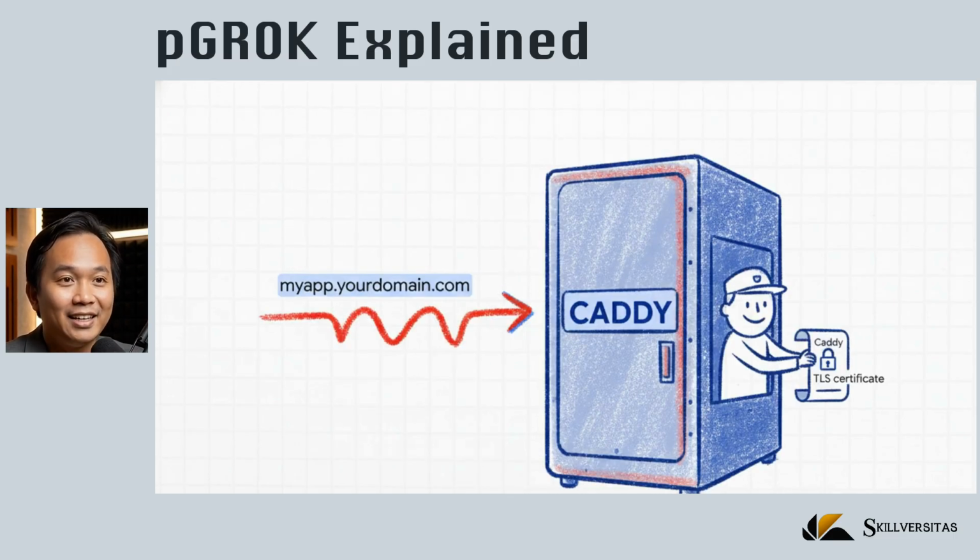First up is Caddy. Think of Caddy as the bouncer at the front door of your server. Its main job is to handle all that complicated HTTPS nonsense.